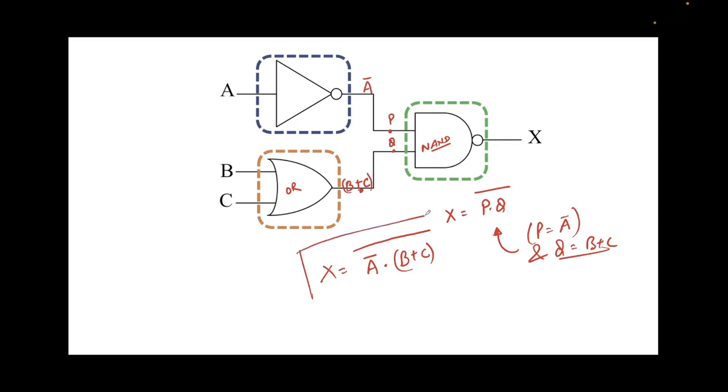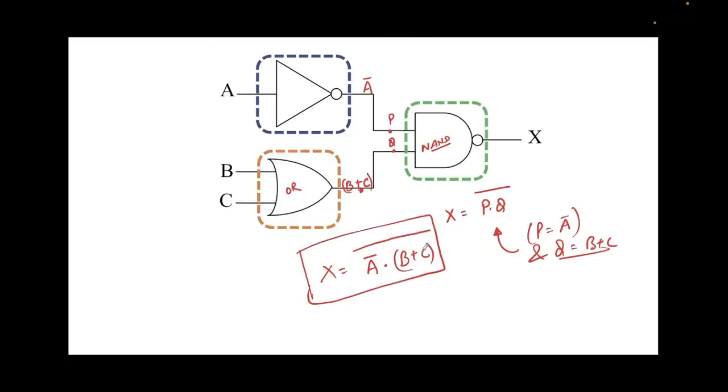Now this is what we have obtained: for this complete circuit, which has inputs A, B and C and these three logic gates, the output X we have obtained in terms of the inputs A, B and C, and the output X is related to A, B and C using this expression.